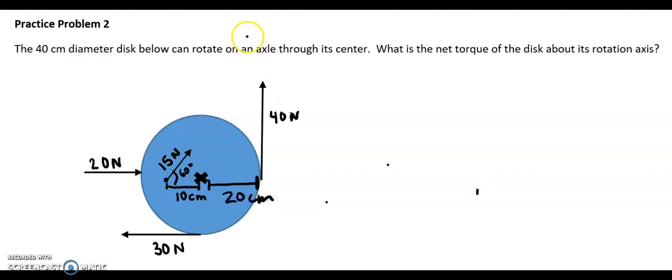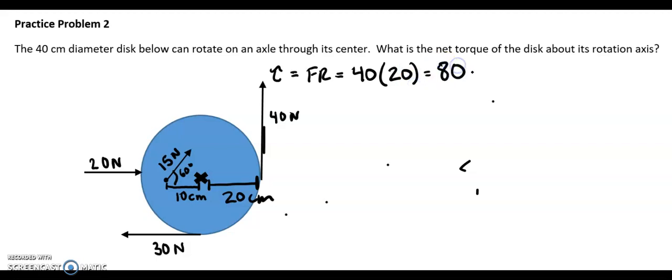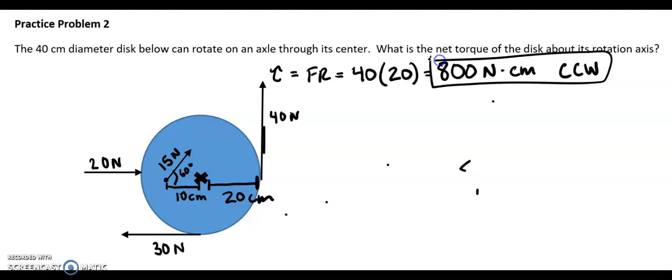So the torque would just be F times R. So it would be 40 as our force. And again, just think about a wheel and you're hitting it tangentially. That's going to make it rotate. In this case, it will be counterclockwise. So it's 40 newtons times 20 centimeters away. So 800 Newton centimeters. And again, that would be counterclockwise rotation. Cool. So we got one of them.